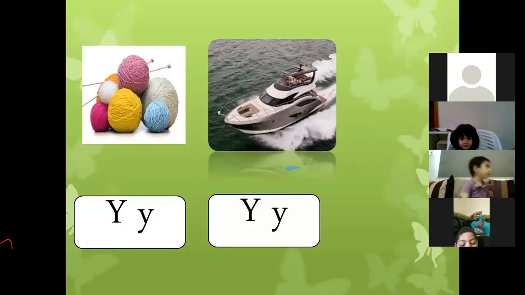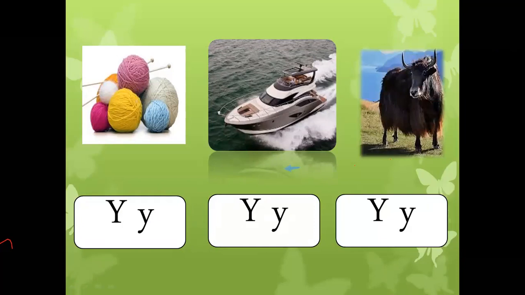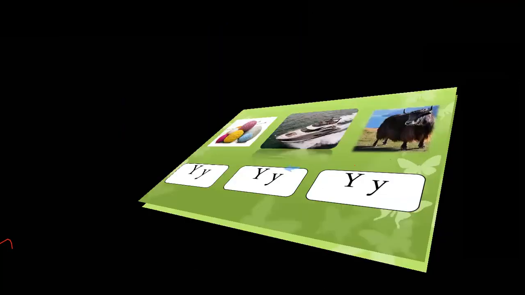Yacht. It's not a boat. It's bigger than a boat. So this is yacht. Say it. Yacht. Yacht. What about this? It looks like an ox. It's a different kind. What is it? Yak. Yeah. Super. Now let's see it together.